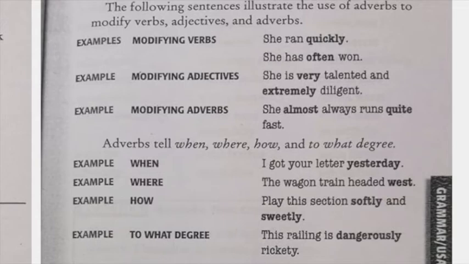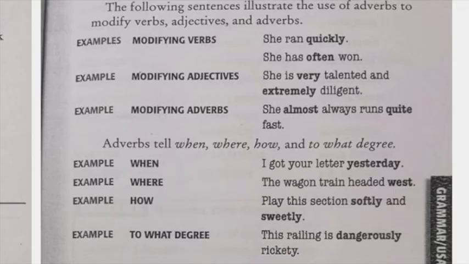Example of how. Play this section softly and sweetly. So how will you play the section? You play it softly and sweetly. So we also have an adverb that modifies to what degree, to what certain degree. So example, we have here, this railing is dangerously rickety. So that's an example.